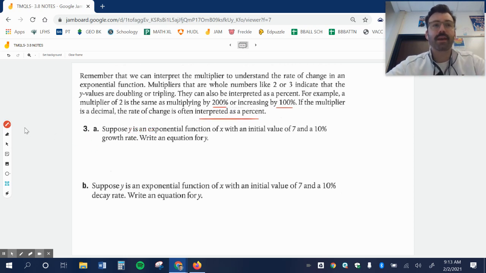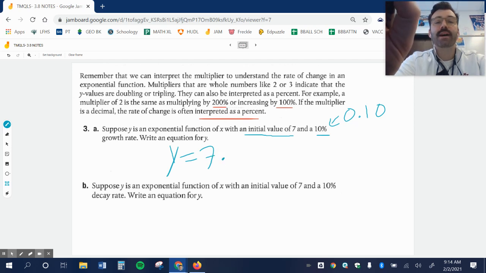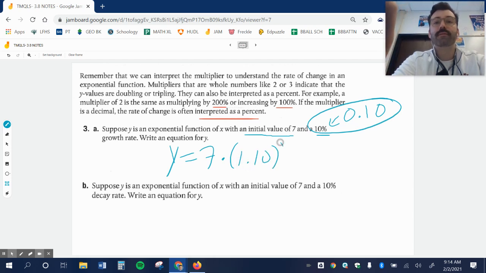So suppose y is an exponential function of x, with an initial value, there's our starting value, of 7 and a 10% increase. So this comes back to that percent increase. Remember, when we have a percent increase, our multiplier is going to be greater than 1. So if it's a 10% increase, 10% is written as 0.10. If my starting value is 7, that's going to be y equals 7 times 1.10 to the x. Remember, if it's a percent increase, our multiplier will be greater than 1.